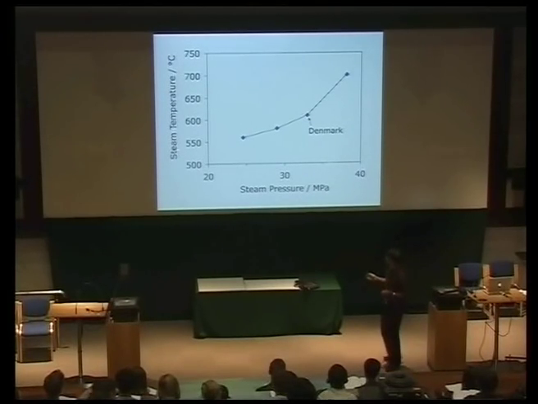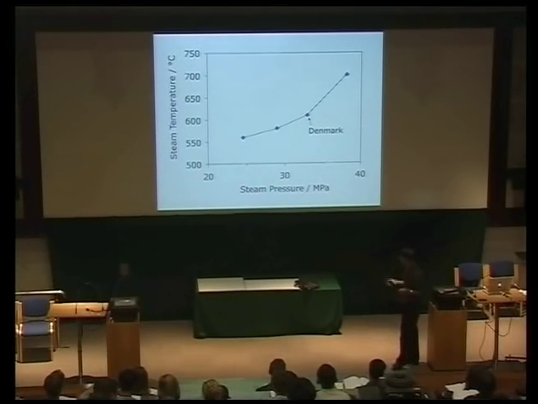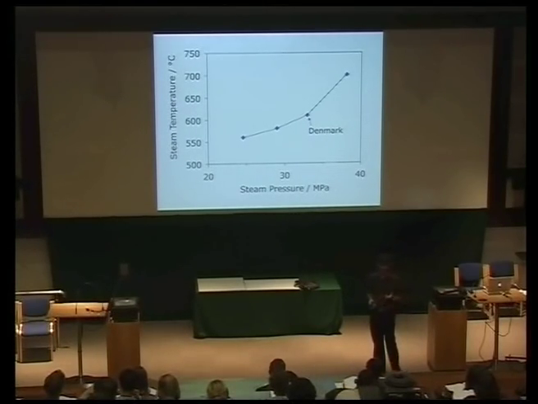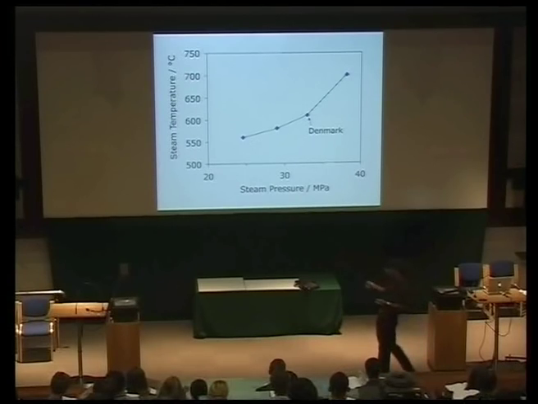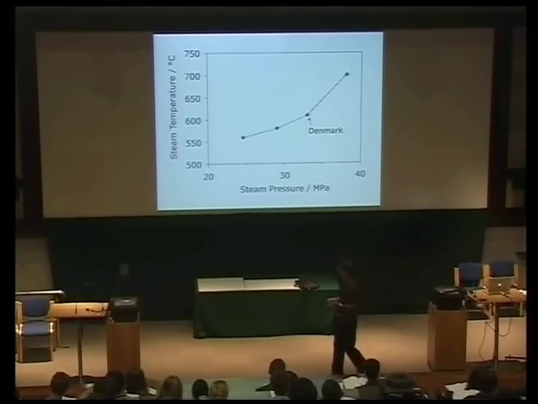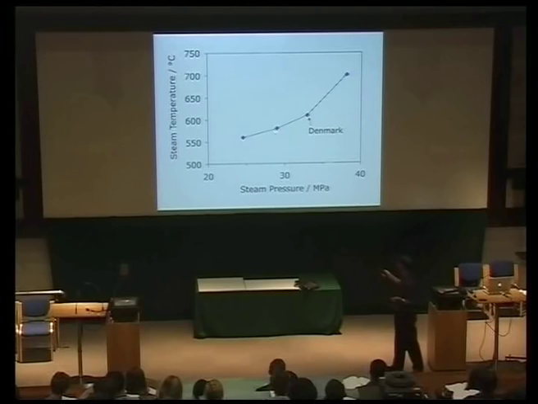This is a plot of the steam temperature versus the steam pressure, and this time it's in megapascals, and 1 megapascal is about 10 atmospheres of pressure. So here we are talking about 300 atmospheres of pressure. This is the scenario for most of the power stations that exist in the USA at the moment, because they haven't invested in building new power stations. In Britain, we are somewhere around here. Okay, so we are approaching 600 degrees centigrade.